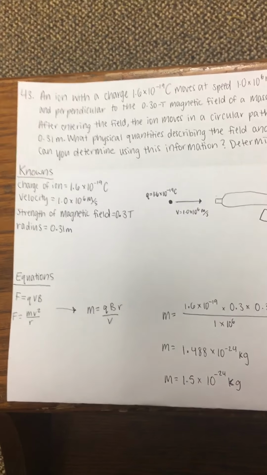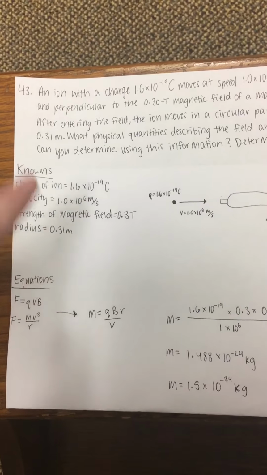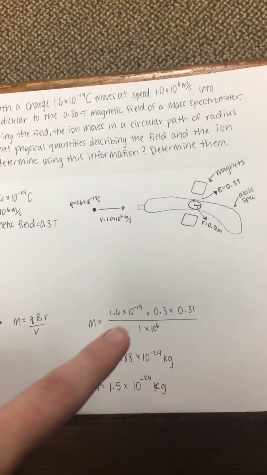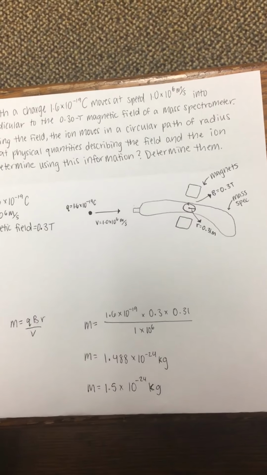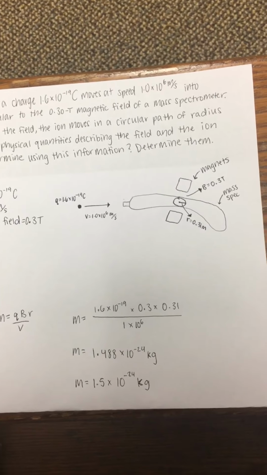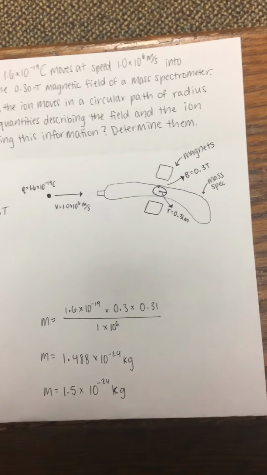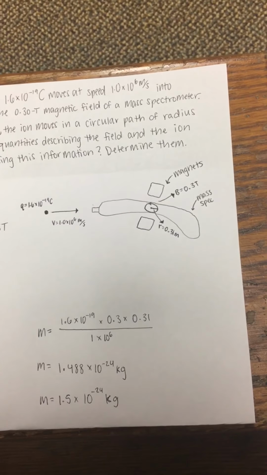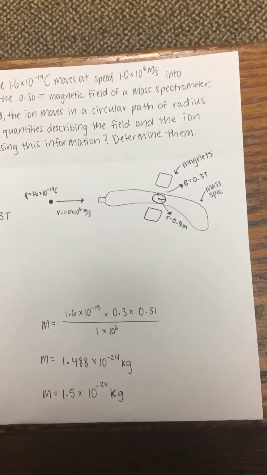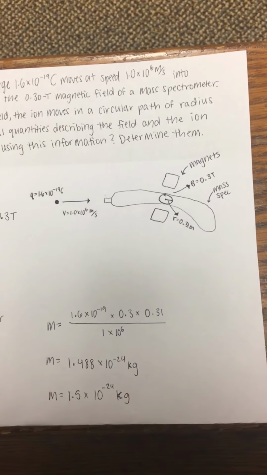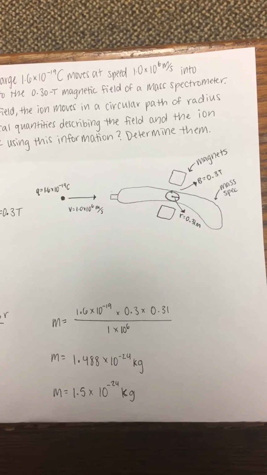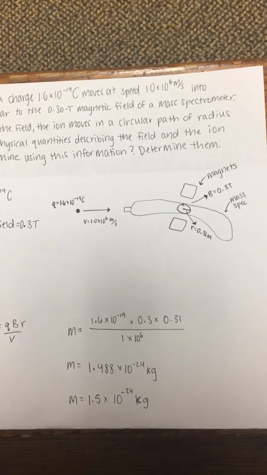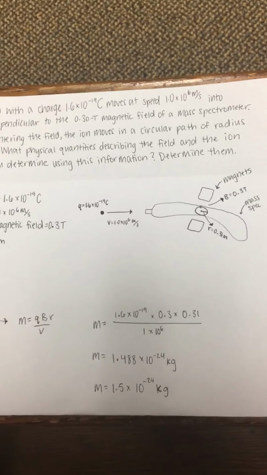So then I just plugged in all of my known numbers that I had up here into the equation and solved, like I just did the math. And I found that the mass was 1.488 times 10 to the negative 24th kilograms. And so once I rounded, it was 1.5 times 10 to the negative 24th kilograms. And I think that this answer seems both logical and reasonable.